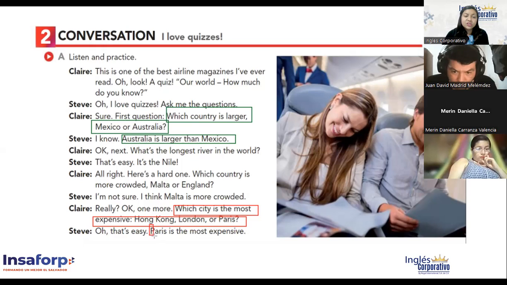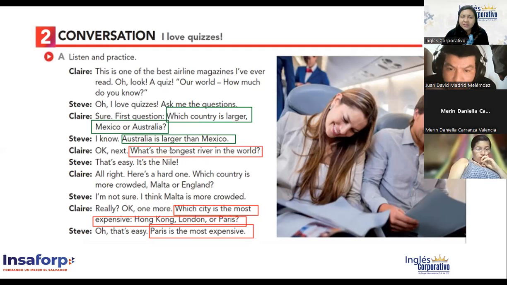And we use this structure: we use "most" for long adjectives, and we use EST for short adjectives. Like in this example, what's the longest river in the world? So the adjective long, I add EST to that. What's the longest river in the world? Okay.